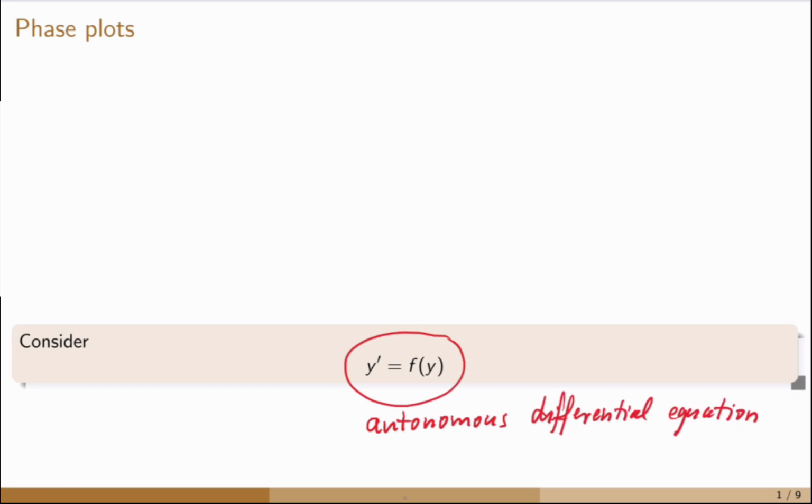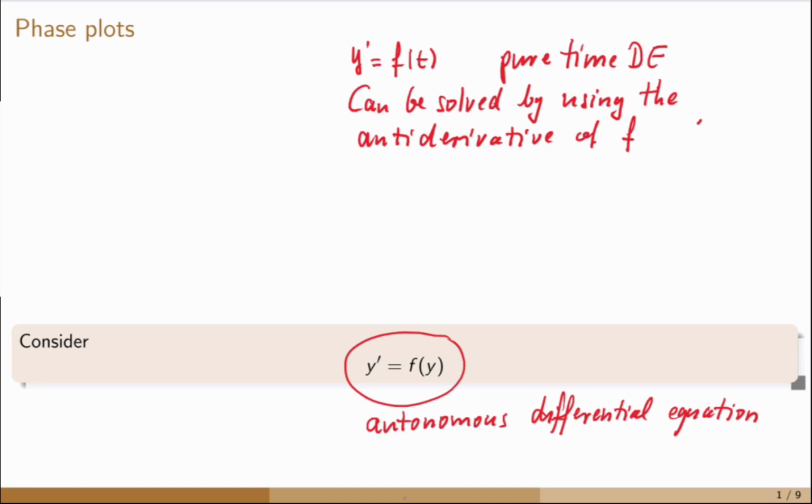Let me remind you a little bit of what we did earlier. We looked at differential equations of the form y prime equals f of t, where y is the dependent variable and t is the independent variable. These equations are called pure time differential equations, and they can be solved by using the antiderivative of f. And this makes it a rather easy and powerful method.